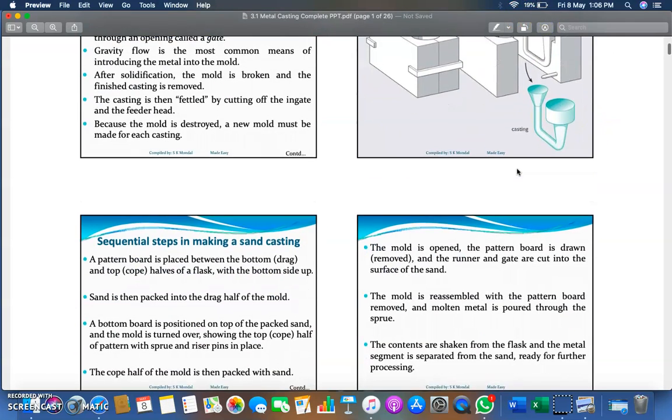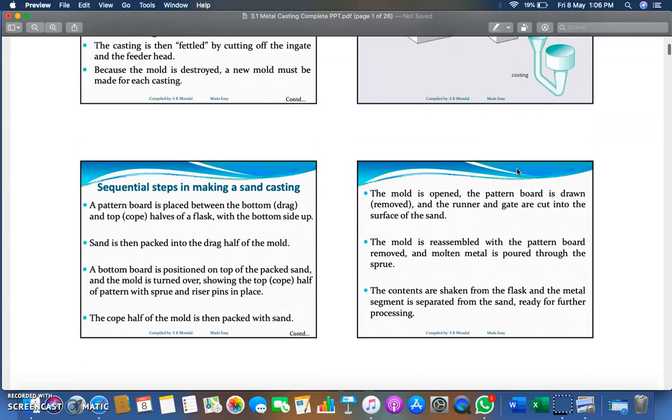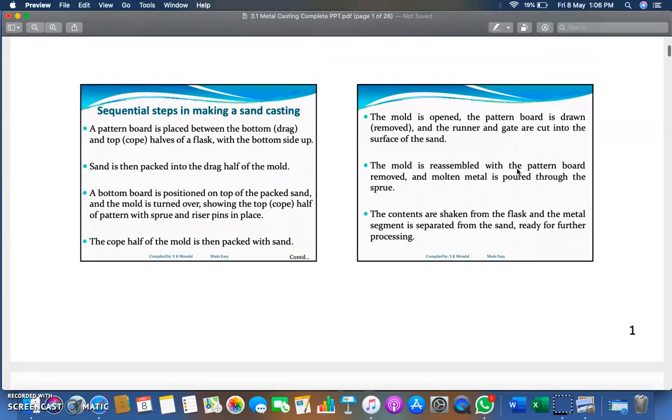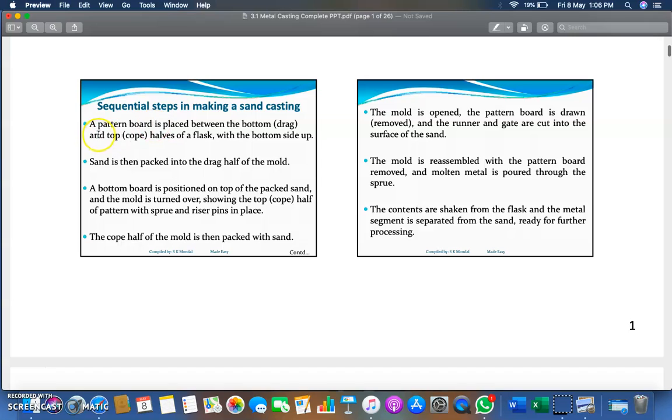Now, what are the sequential steps in making a sand casting? A pattern board is placed between the bottom and top. The bottom of the pattern is called the drag, and the top of the pattern is called the cope. So note this thing, sometimes it is asked in the objective questions. Half of the flask is placed with the bottom side up. The bottom side should always be up whenever you are doing this mold filling.